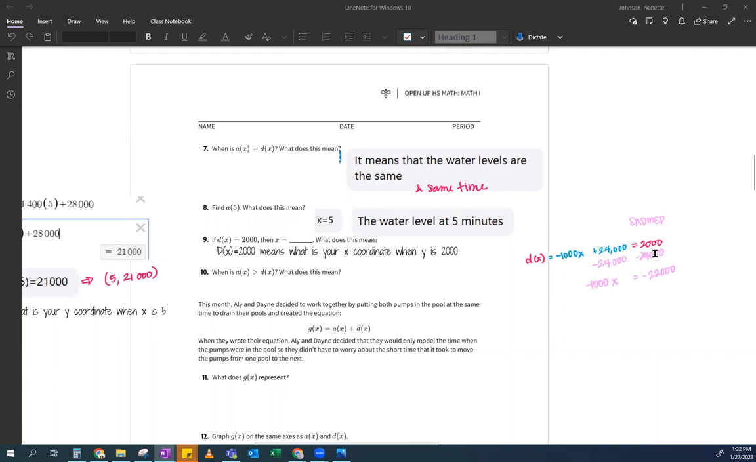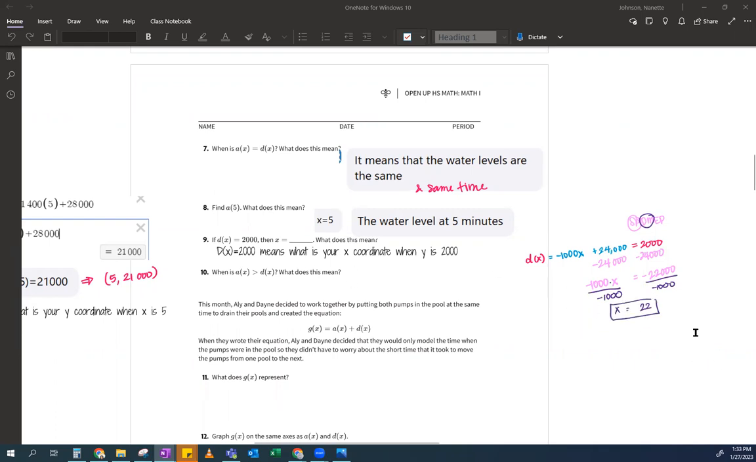The next thing I want to try: is there division and multiplication on the X side? Yes. So how do you get rid of what's happening? Well, Ms. Johnson, there's an invisible times sign there. So I need to divide, because that's how you undo multiply. So you undo it by dividing by negative 1,000. So X is equal to 22.